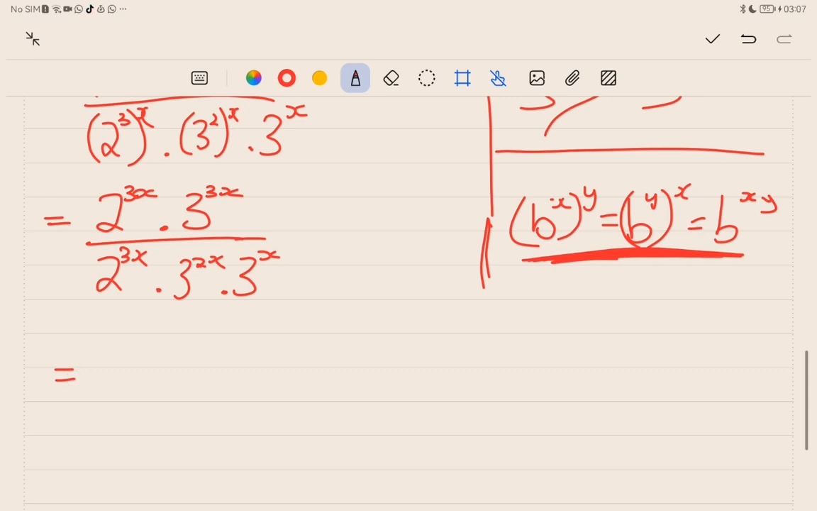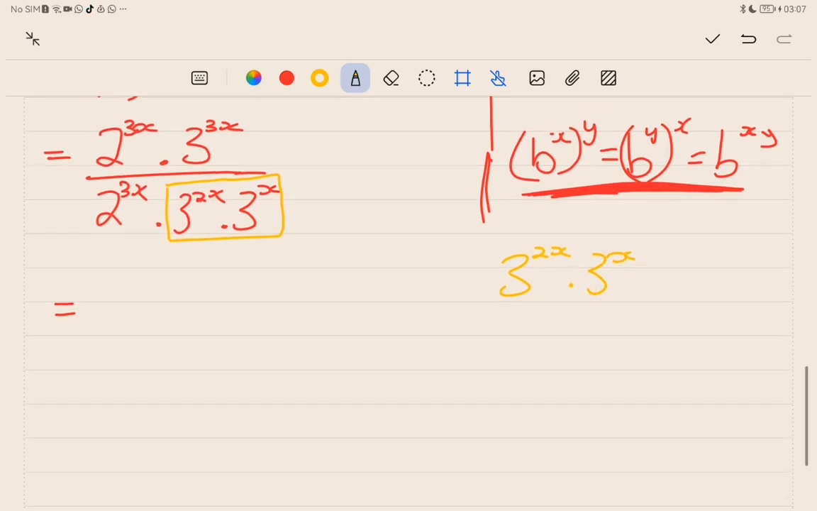Then now I still have to apply another law of exponent on this one. So 3 to the exponent 2x multiplied by 3 to the power x. So here, this law of exponents states that when multiplying powers of the same base, you write the base once, then you add the exponents. So the base is 3, I write it once, then I add the exponents 2x plus x. Then everything is equal to 3 to the power 3x.